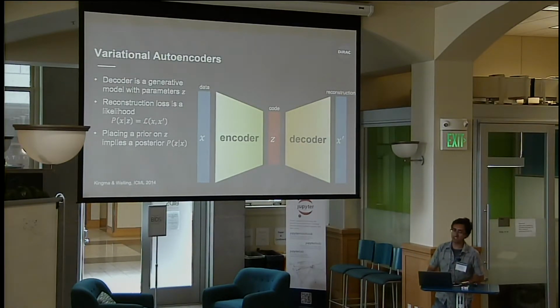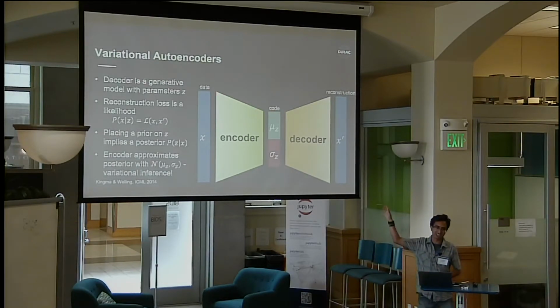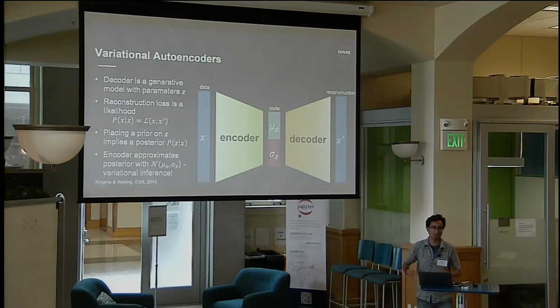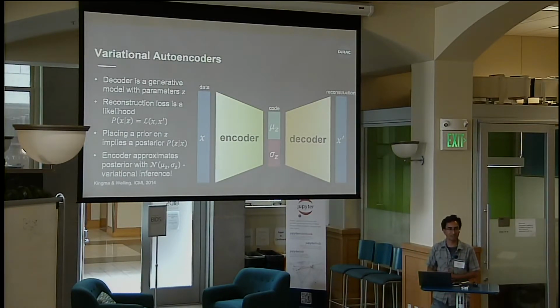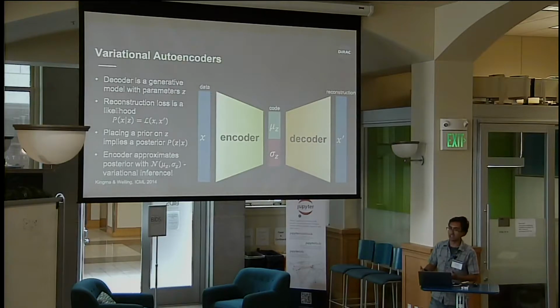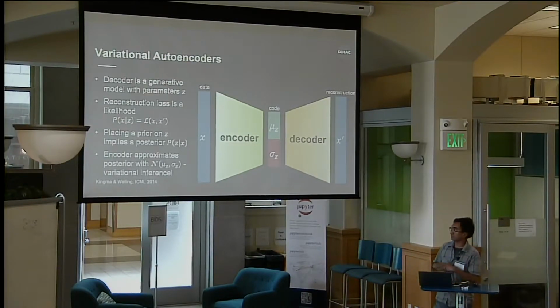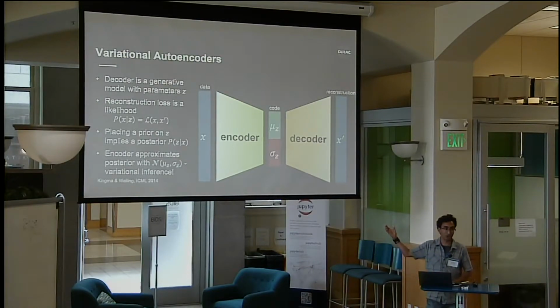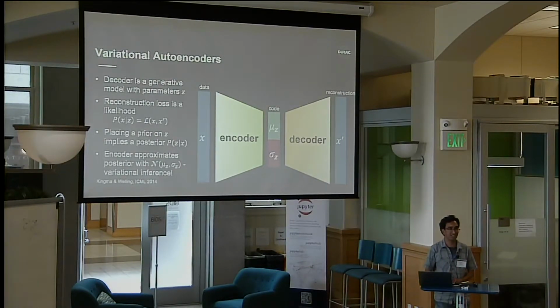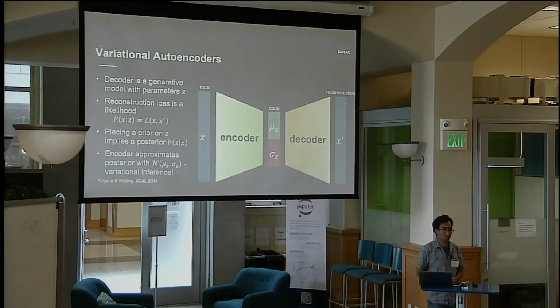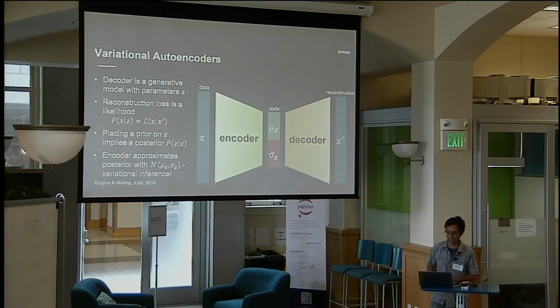But you can change the encoder a little bit. Instead of having it output a single point in the latent space, you have it return a mean and a variance. You have it return a Gaussian to try to approximate this posterior that your decoder is implying. And it turns out you can think of the encoder as doing variational inference. And if you do this, then you get kind of the classic variational autoencoder, which has a nice interpretation.